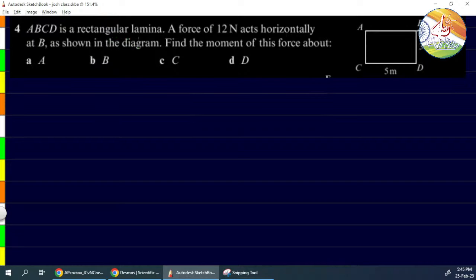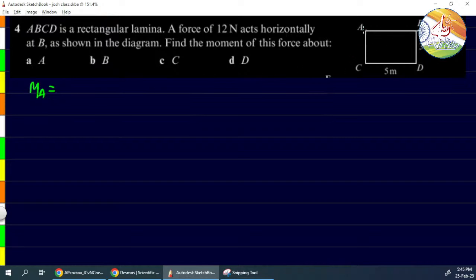ABCD is a rectangular lamina, force 12 Newton, acts horizontally. Find the moment of this force about A, B, C and D. Okay, the first moment about A. Moment about A, what will it be?